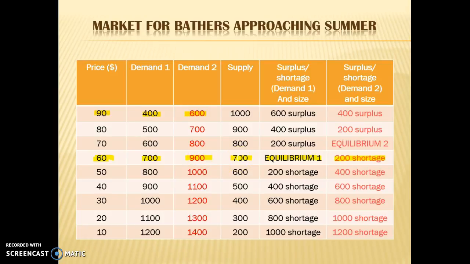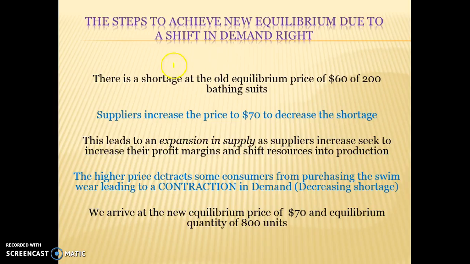So how do we get rid of a shortage? Well, logically speaking, if you have a shortage of a product, you're running out too quickly, you need to raise the price. So we're going to raise the price to get rid of our shortage. First step, there's a shortage at the old equilibrium price. Step 2, suppliers increase the price to $70 to decrease the shortage.